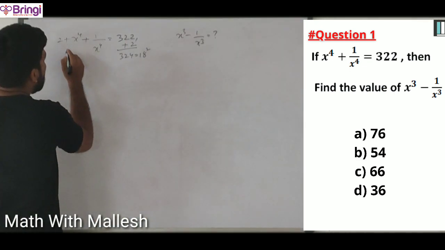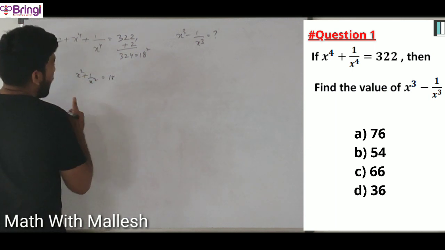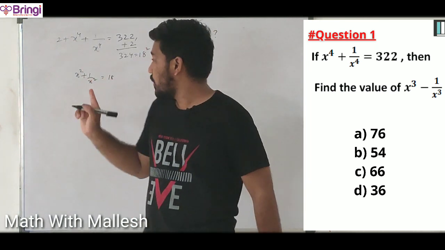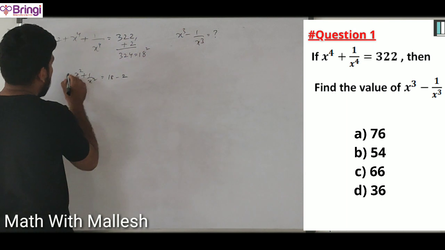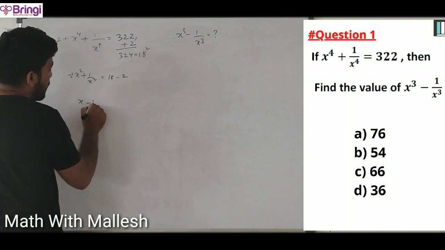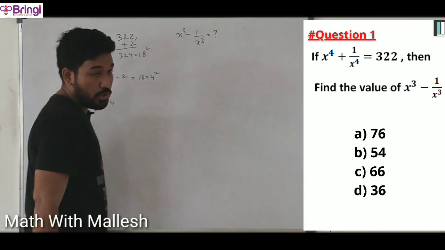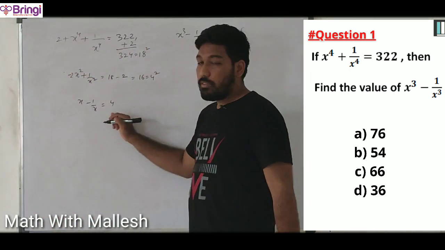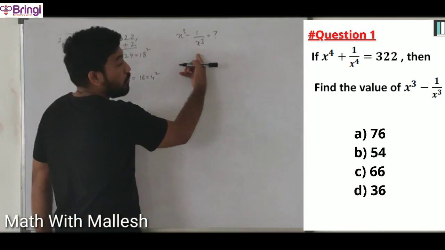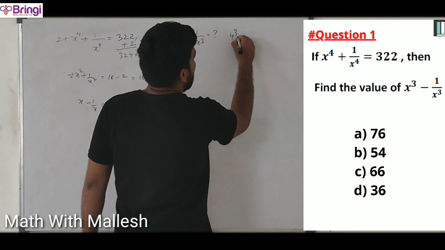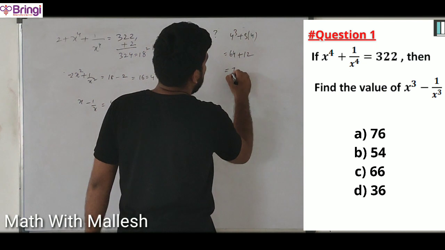So when you add 2 here also, x square plus 1 by x square is equal to 18, because the square will cancel. So one step already we completed in mind, I am telling you. And then do minus 2 and minus 2. So x minus 1 by x is going to be 4, because this is going to be 16. 16 is nothing but 4 square, and the square will cancel, so x minus 1 by x is equal to 4. Then x cube minus 1 by x cube is equal to 4 cube plus 3 times 4. So 64 plus 12 is equal to 76.